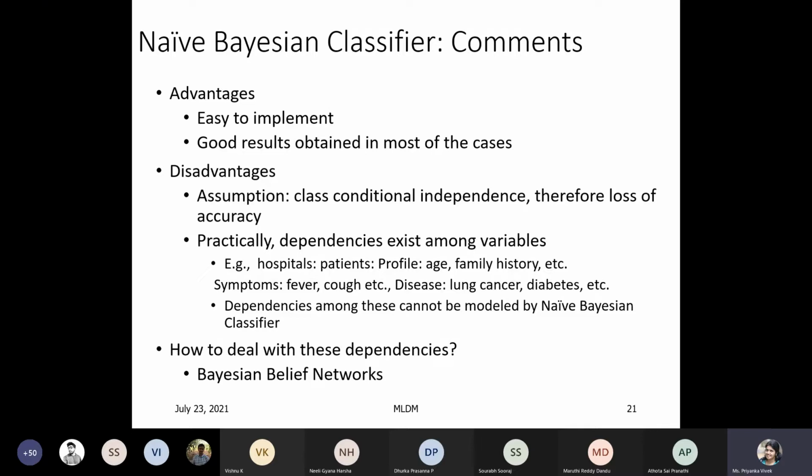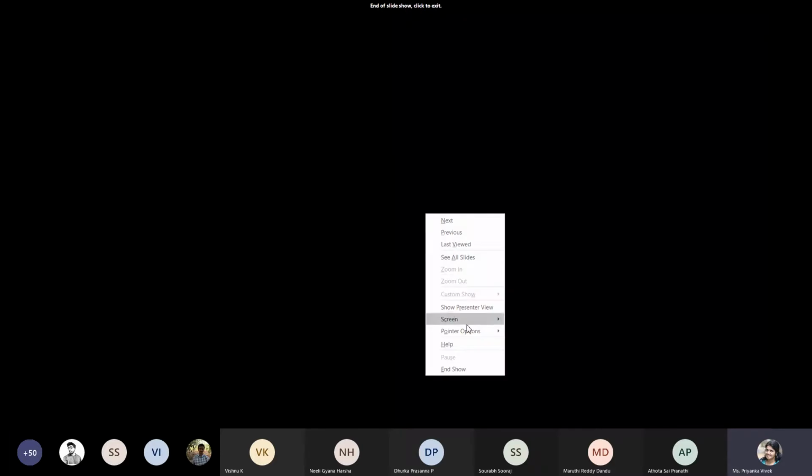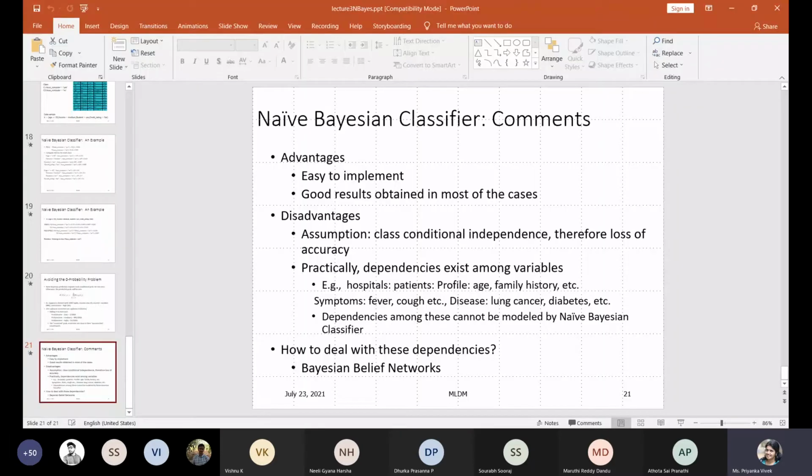There are other modifications, that is Bayesian belief networks. As of now we are not covering that, but understand that such dependencies can be modeled based on Bayesian belief networks. The naive Bayes classifier will not be able to handle it. So that's all with that topic. Let us move on to the next.